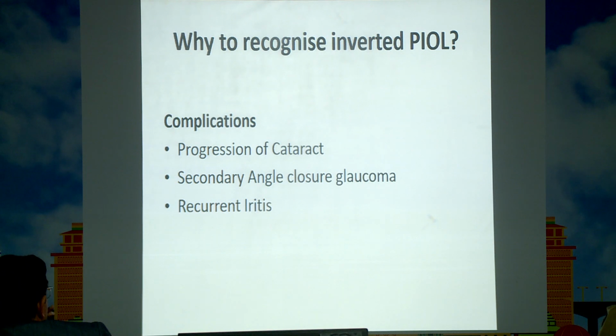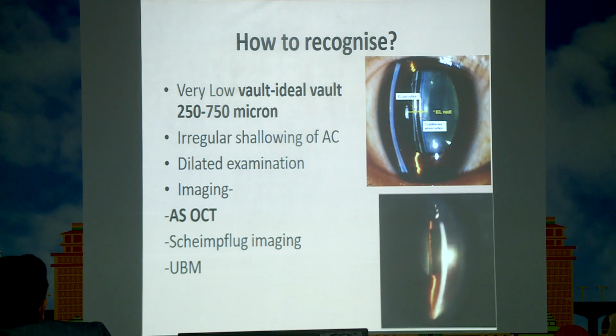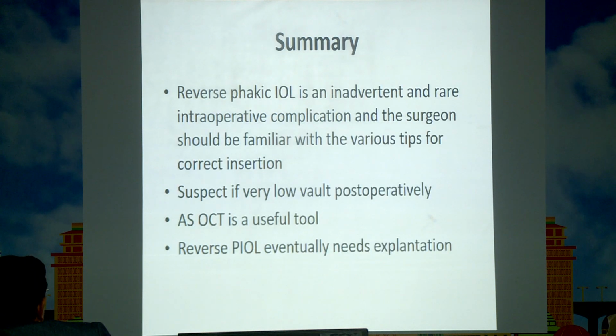So why recognize an inverted phakic IOL? Because of the complications of progression of cataract, secondary angle closure glaucoma, and recurrent iritis. So how to recognize? Once you see that the vault is very low, less than 250 micron, then you must suspect it. Whenever you have a doubt, dilate the pupil and see whether the lens is in the proper way or not. Or anterior segment OCT can clinch the diagnosis. So what to do? There is no option except to remove this lens and implant another lens.